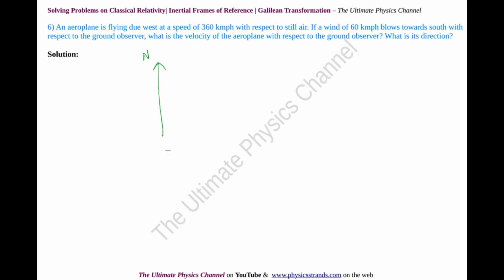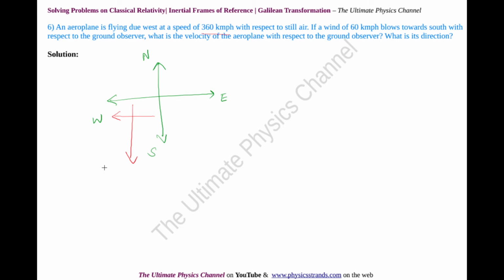Let's mark the directions as north and south, and then east and west. An airplane is moving due west at 360 kilometers per hour with respect to still air. But if the wind is blowing towards south, there is a wind velocity that is cutting across this.